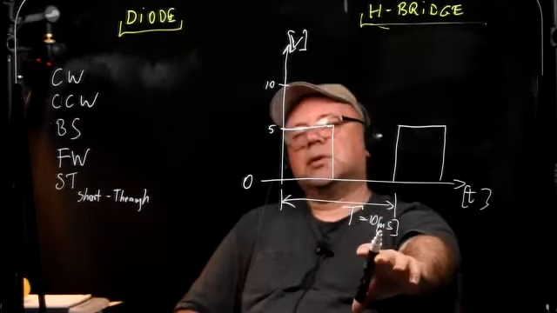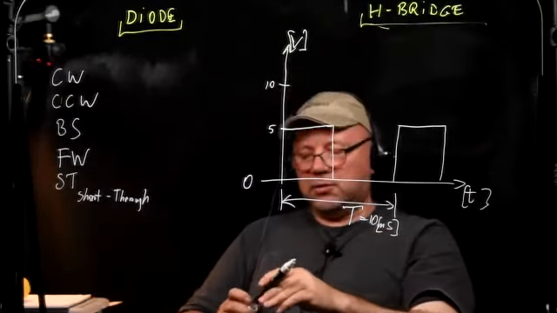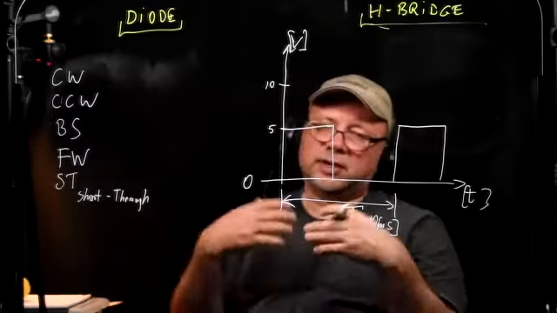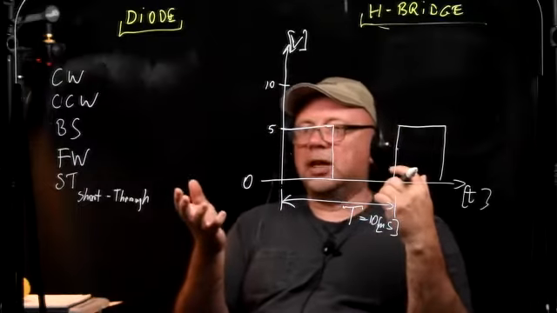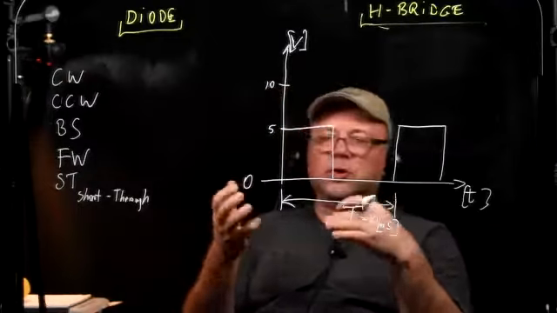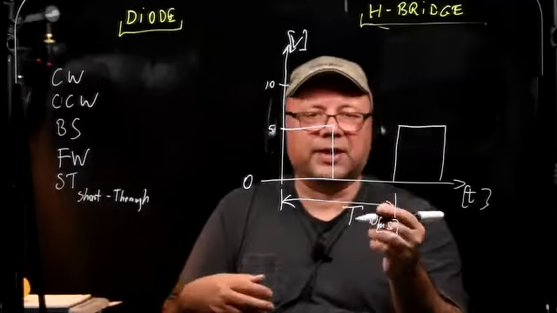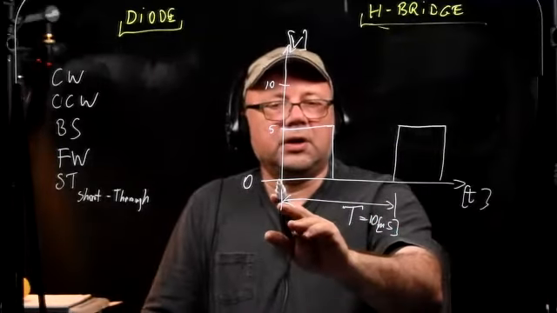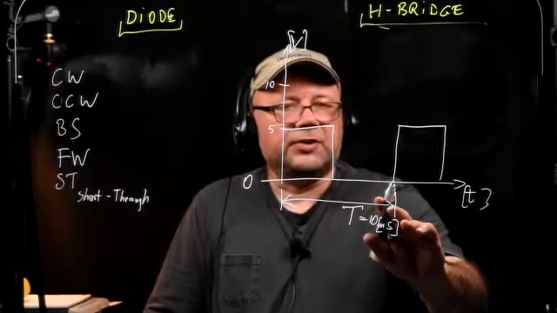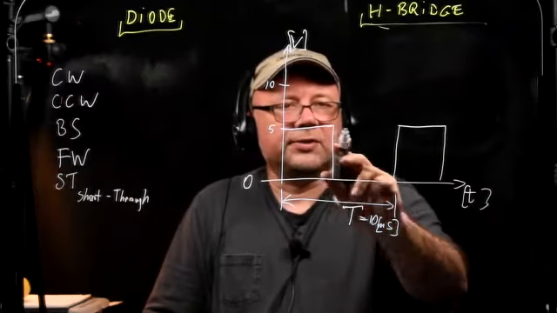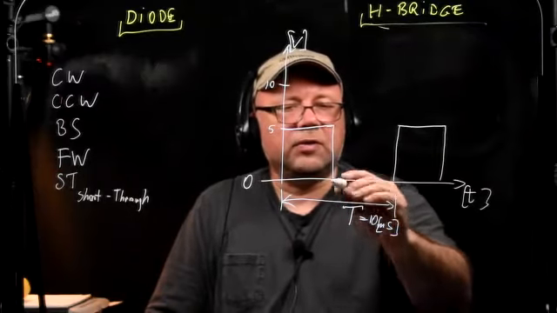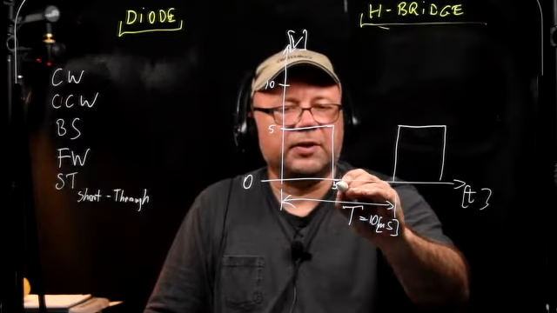Notice I'm putting the units in square brackets. Get into a habit of doing that. Make things nice and neat. It's going to make life a lot easier for you when you do more complicated calculations. So from here to here is 10 milliseconds. And if that distance and that distance are equal, of course, that's going to be something like 5 milliseconds here.